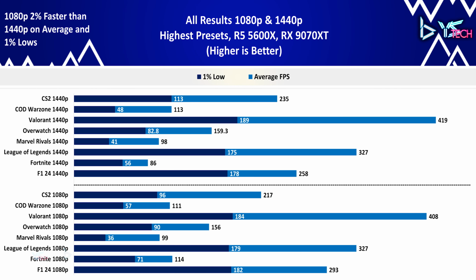For these 8 games, 1080p was faster only by 2% for average FPS and for 1% lows. Overall, we had some pretty good results, and notably Valorant came up pretty strong at 1080p and 1440p at 419 FPS on average and 408 on 1080p on average FPS.